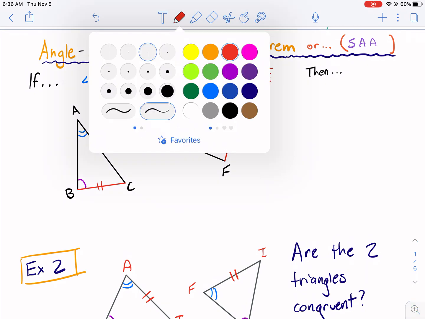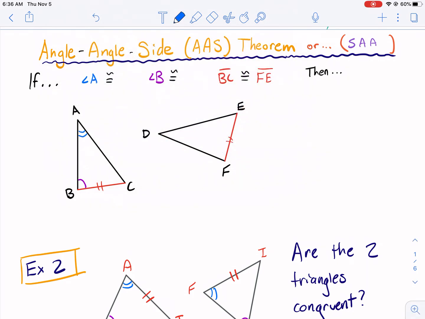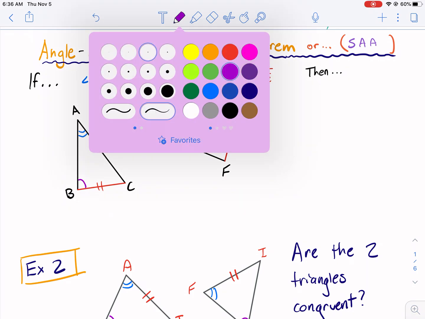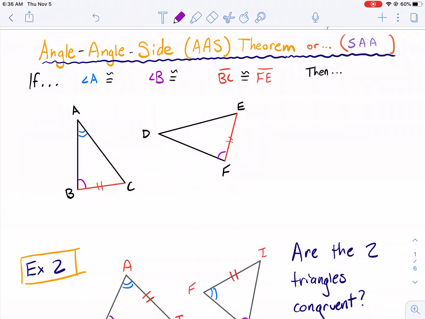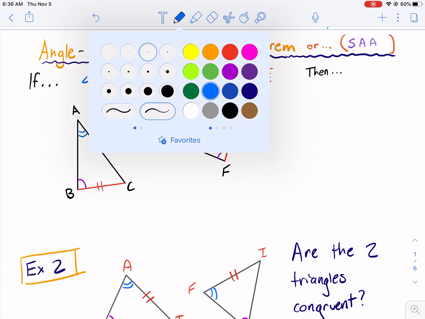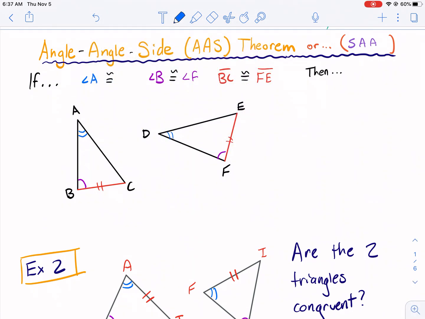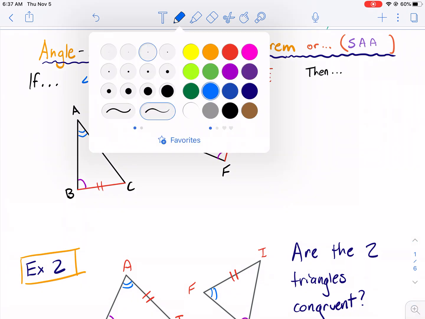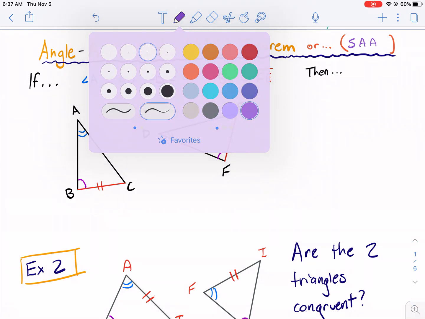Technically it doesn't matter which order we go in, but now we need to have an angle. So we need this side, this angle here, angle B and angle F, need to be congruent. And then we also need another angle. So in this case, it's angle D, congruent to angle A. Now, once we establish this, then we can say that the two triangles are congruent.